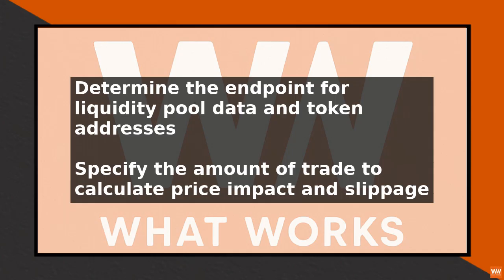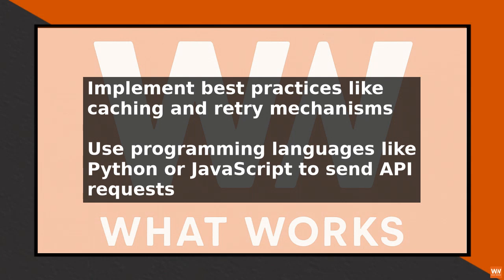To get started with querying Uniswap price impact via API, you can use programming languages such as Python or JavaScript. For example, in Python, you can use the requests library to send a GET request to the Uniswap API endpoint, passing in the required parameters such as the token addresses and the amount of the trade. The API response will contain the price impact data, which you can then parse and use in your application.